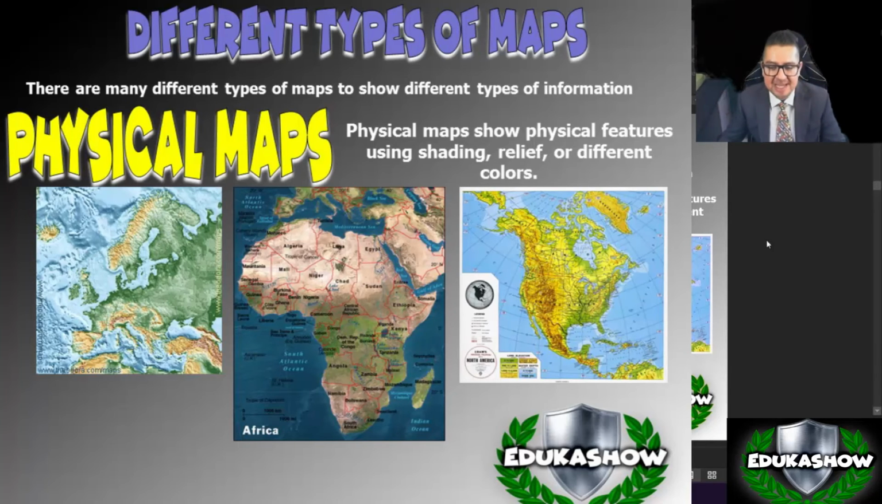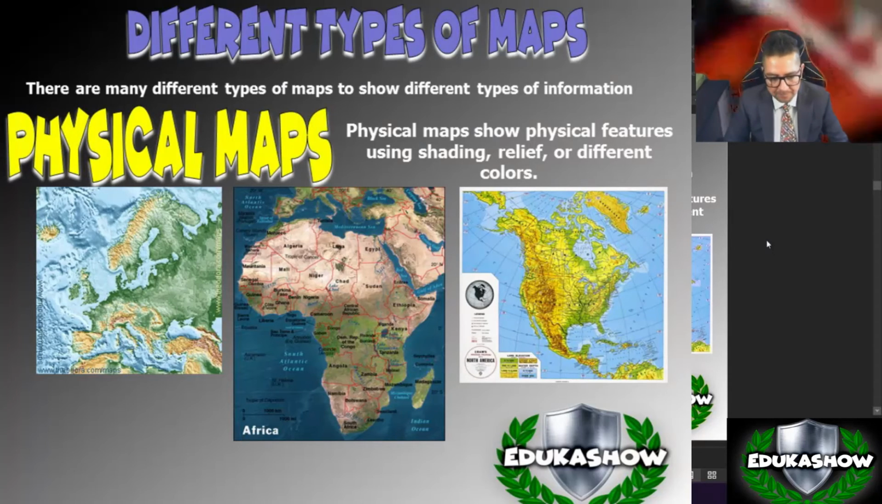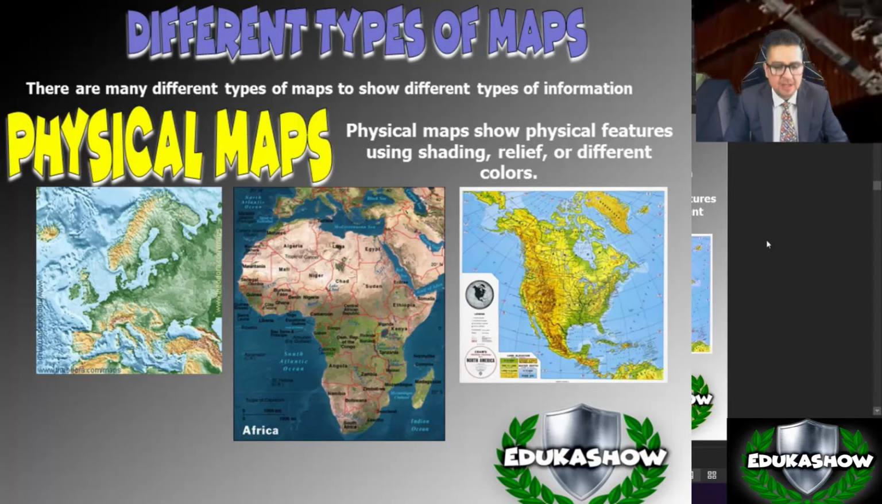In the first case, as you're looking at this image right there, we've got the physical maps. Physical maps show physical features using shading, relief, or different colors. In the first map to the left, we're going to be looking at some different colors over there. We've got some green, some yellow, and some blue. What do you think that is? Yeah, you guessed it right.